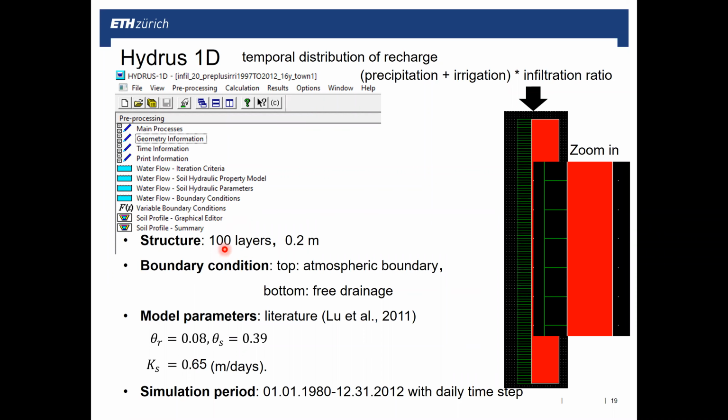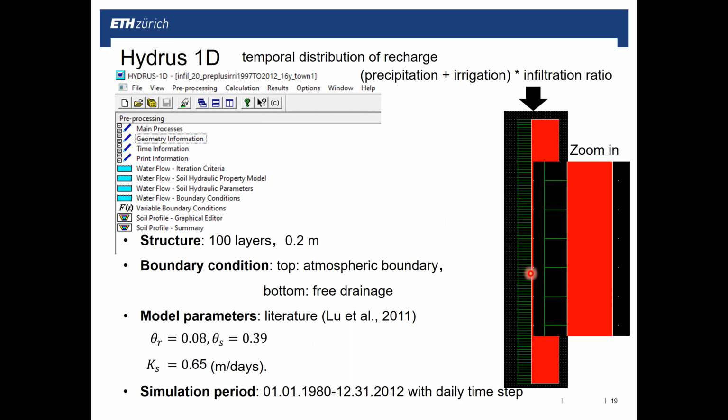And here we discretized the soil column into 100 layers, and every layer is 20 centimeters. And this is a zoomed-in figure. For the boundary conditions, the top is an atmospheric boundary and the bottom is free drainage. And for the model parameters, since we don't have any information, we assume that the soil is uniform.